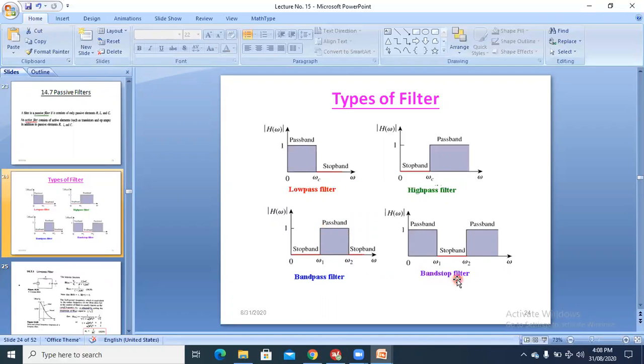A band stop filter is the inverse of the band pass filter, and this is also called the notch filter. The notch filter is one which stops a range of frequencies from passing, and all the signals except this bandwidth will be allowed to pass.